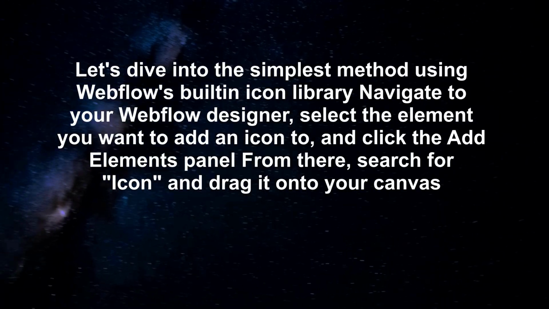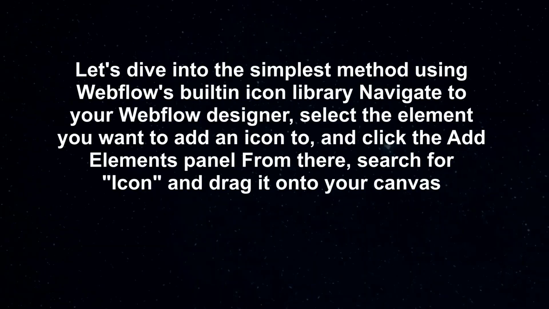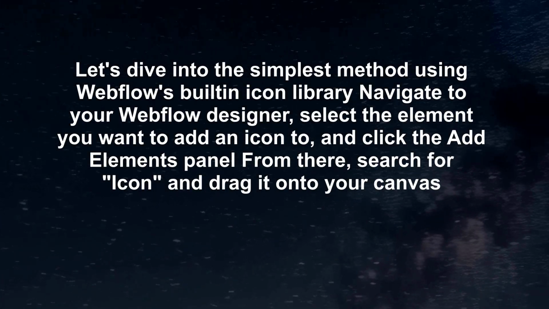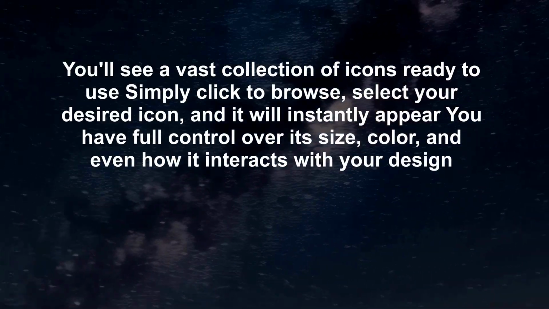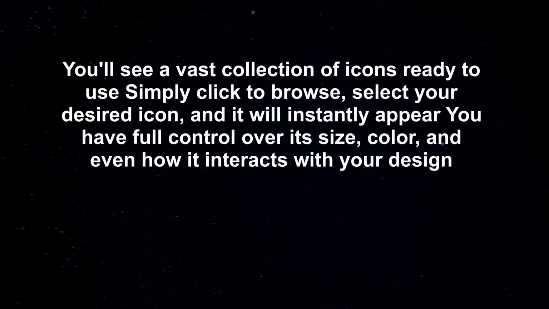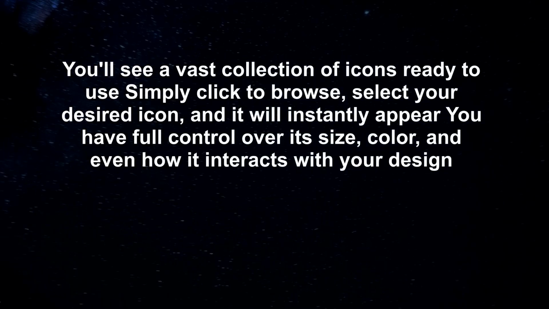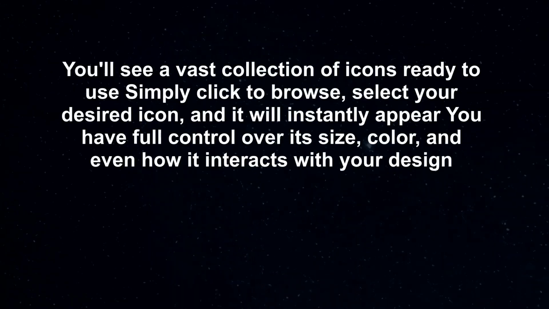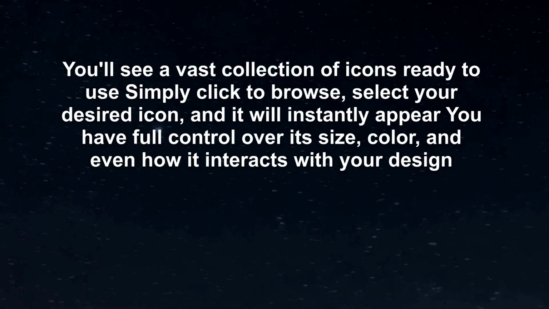Select the element you want to add an icon to, and click the Add Elements panel from there. Search for icon, and drag it onto your canvas. You'll see a vast collection of icons ready to use. Simply click to browse. Select your desired icon, and it will instantly appear. You have full control over its size, color, and even how it interacts with your design.